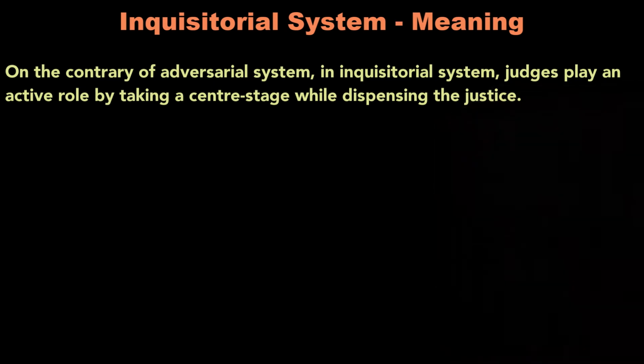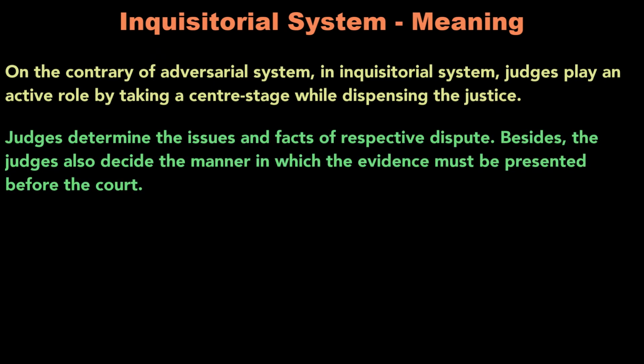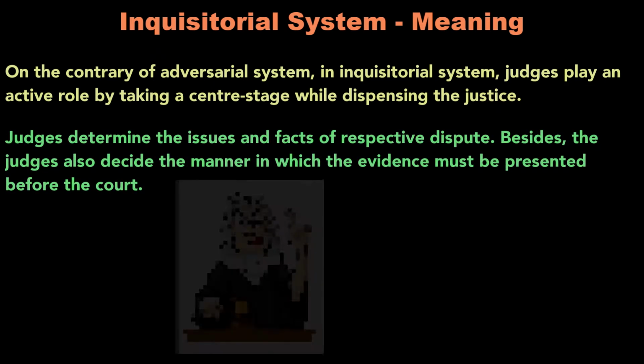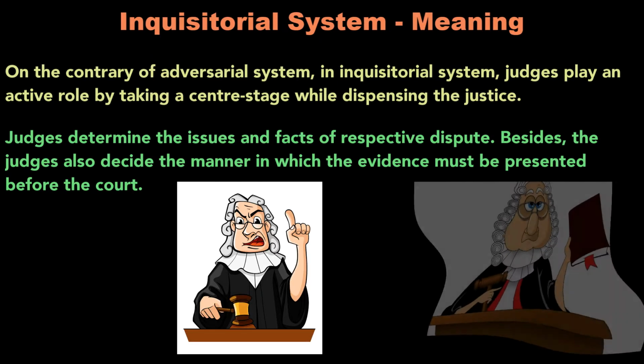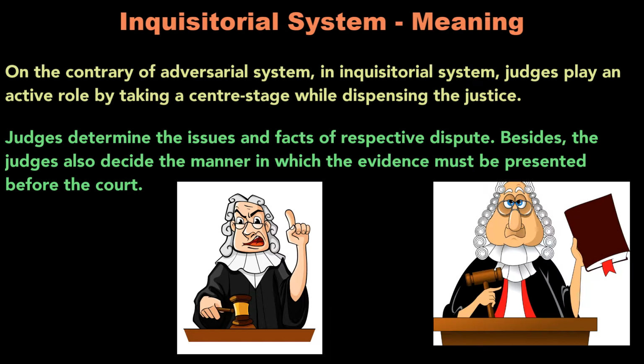Let's see. Judges determine the issues and facts of the respective dispute. Since he is playing an active role, he determines such things. Besides, the judges also decide the manner in which the evidence must be presented before the court. As you can see, every sentence is giving importance to the judge in this case. The judge is an active player.